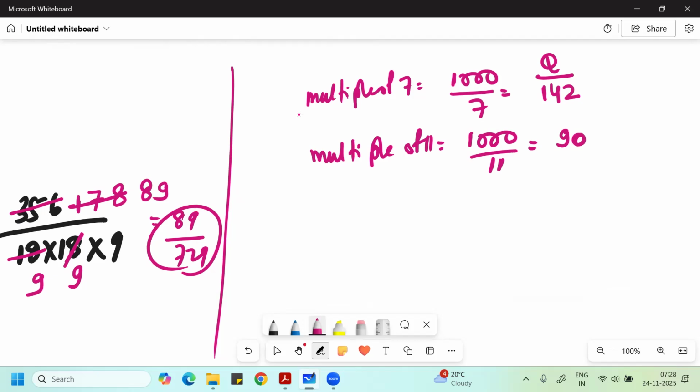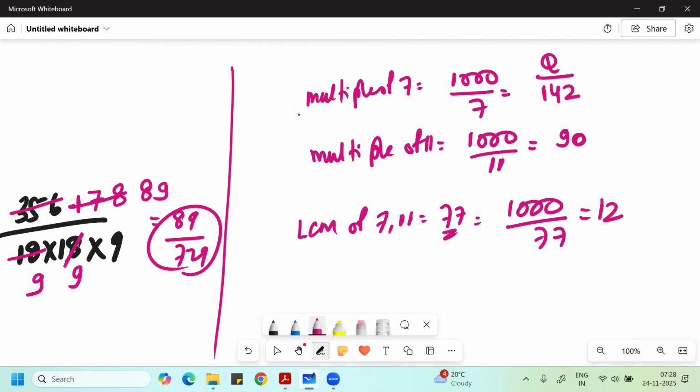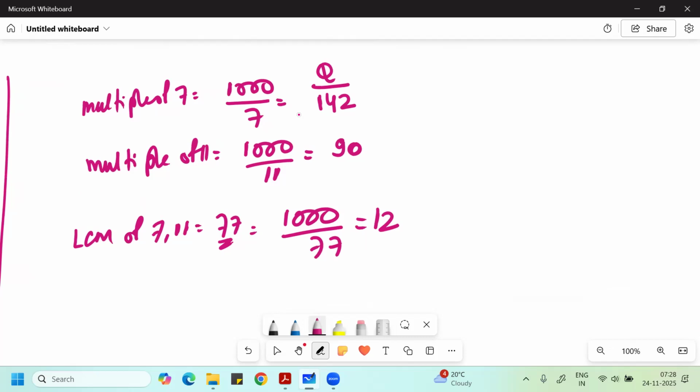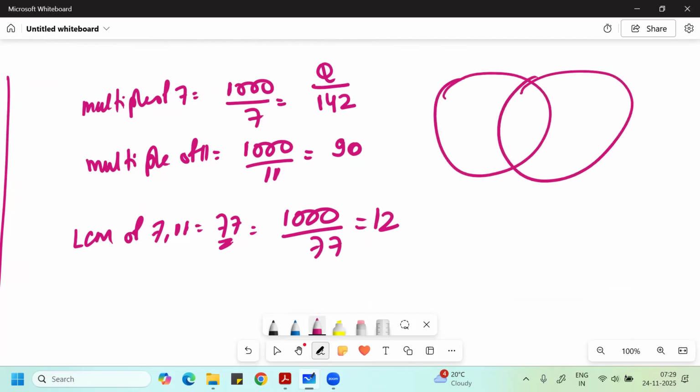Okay, and the number which is a multiple of both 7 and 11 means the LCM of 7 and 11. The LCM of 7 and 11 would be 77. So the number which is divisible by both 7 and 11 simultaneously, that means the number divisible by 77, this would be 12. So there are 12 numbers which are divisible by both 7 and 11.